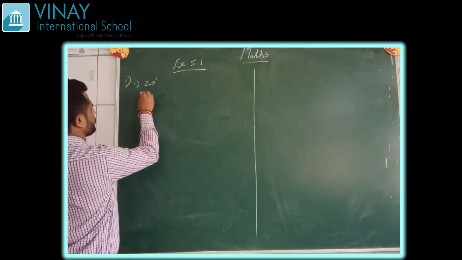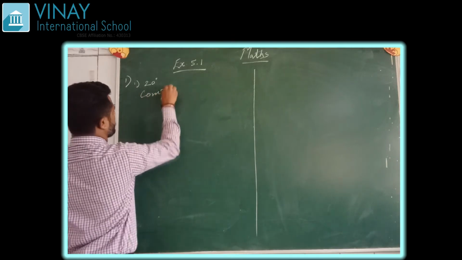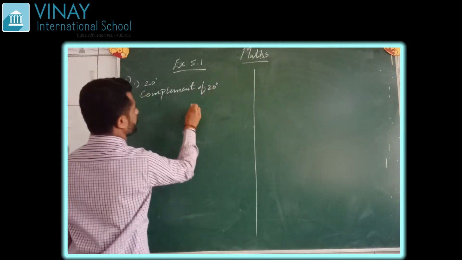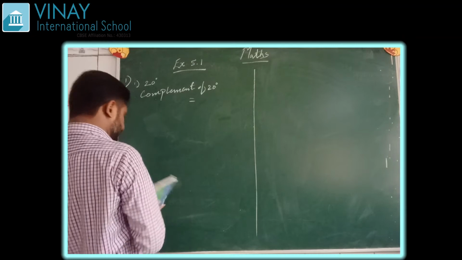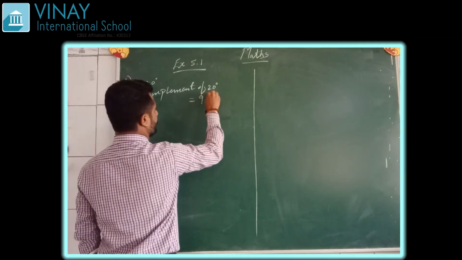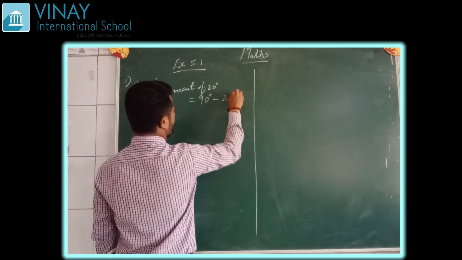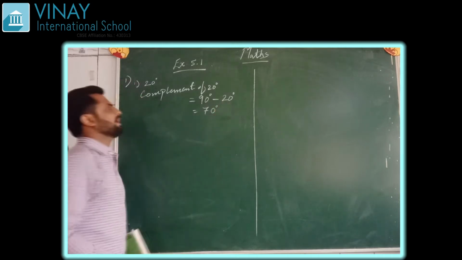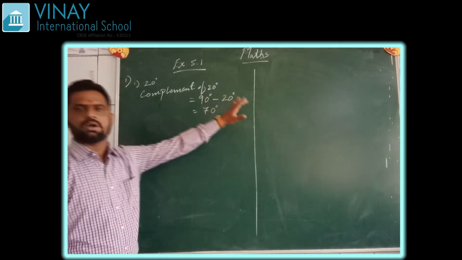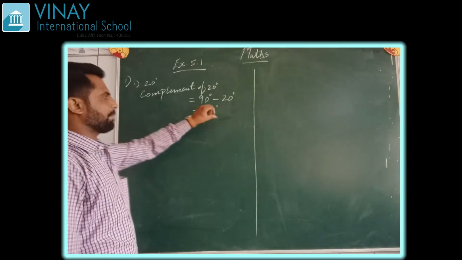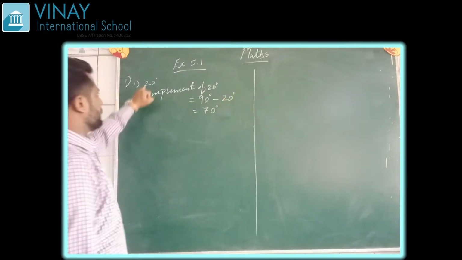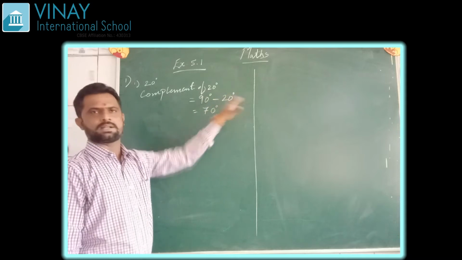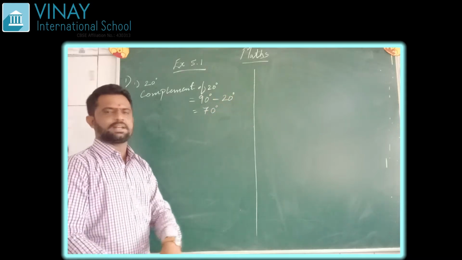So the complement of 20 degree is equal to 90 degree minus 20 degree, which is equal to 70 degree. So whenever we need to find out the complement or complementary angle of the angle given, we just need to subtract it from 90 degree. For example, if 20 degree is given, we have to find out the complement of 20 degree, it is 90 degree minus 20 degree, which is equal to 70 degree.